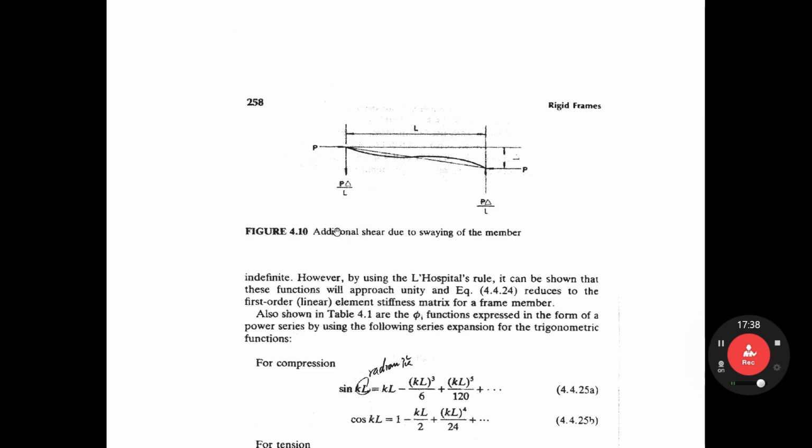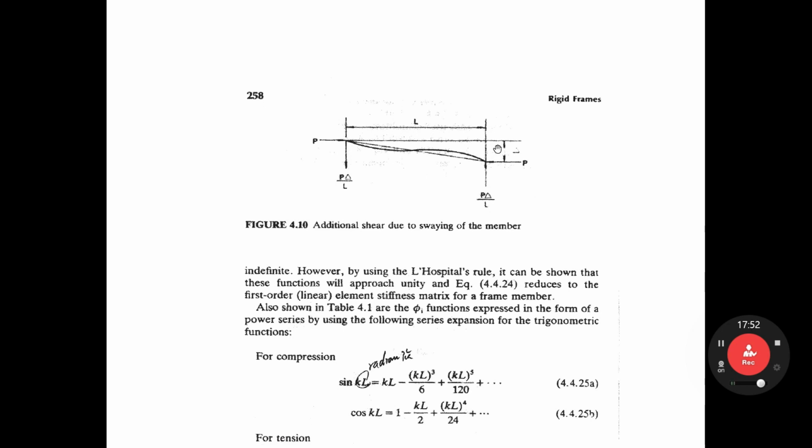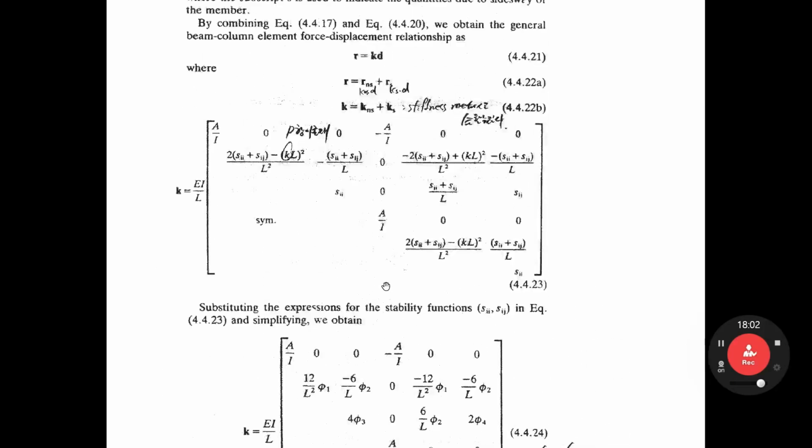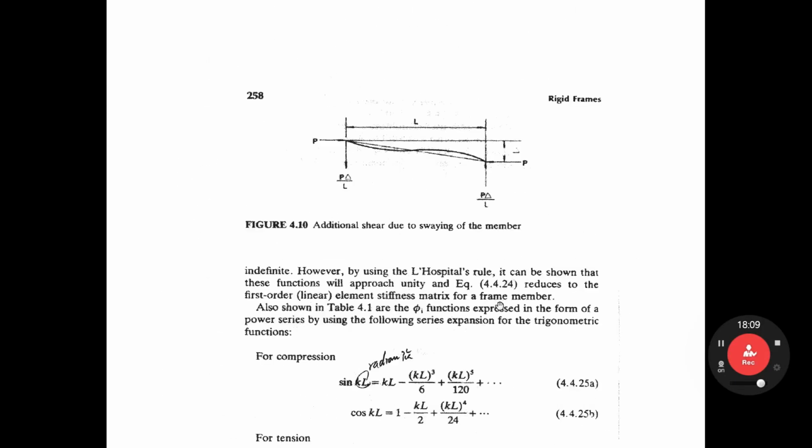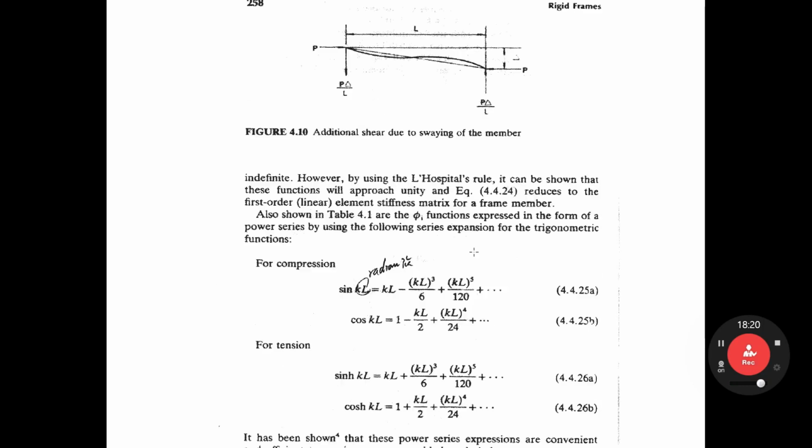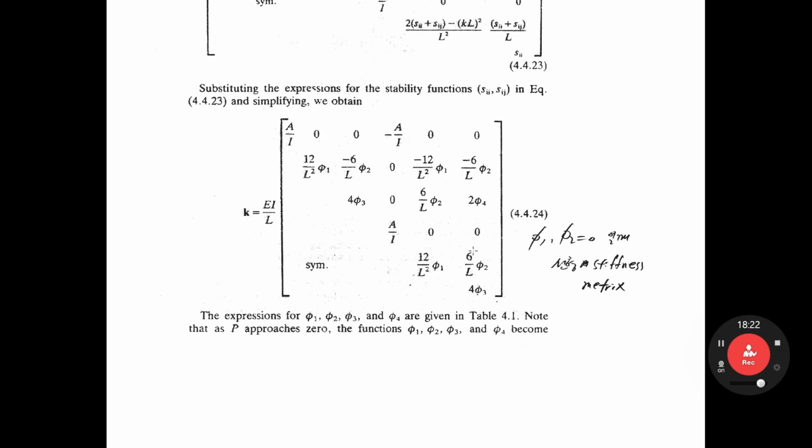As you see, this is the member sway case, the figure for getting the stiffness matrix for the sway case. If you have the delta here, you can have some shear force like that. From this figure, you can get this equation because this is the D2 direction in the matrix analysis procedure. Okay, by the way, you expressed the stiffness matrix by phi 1 up to phi 4.